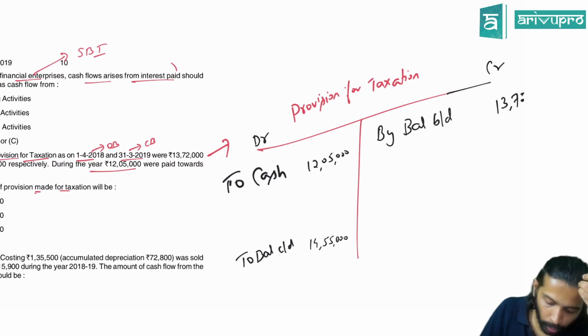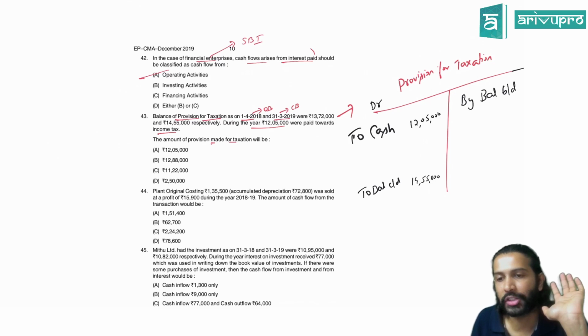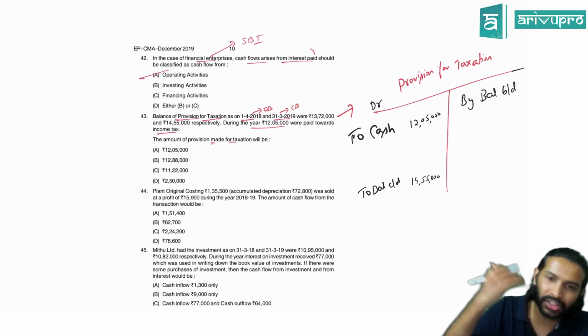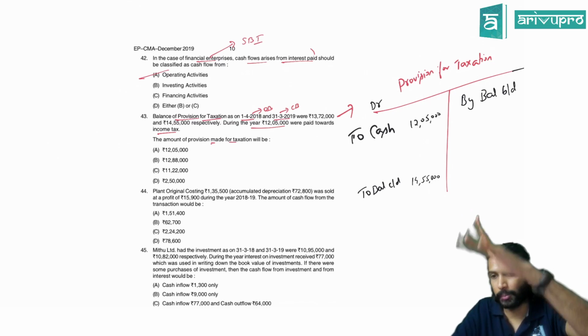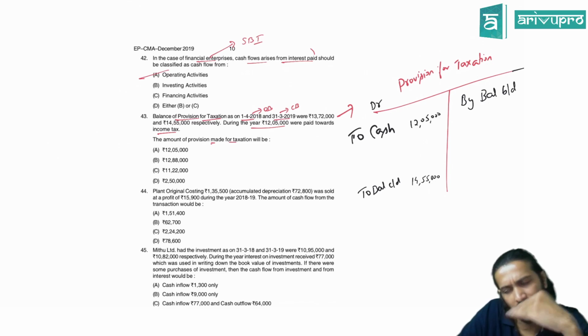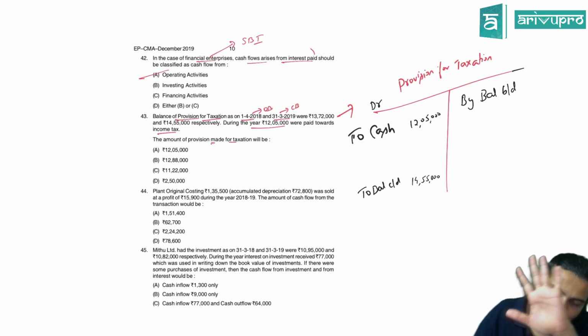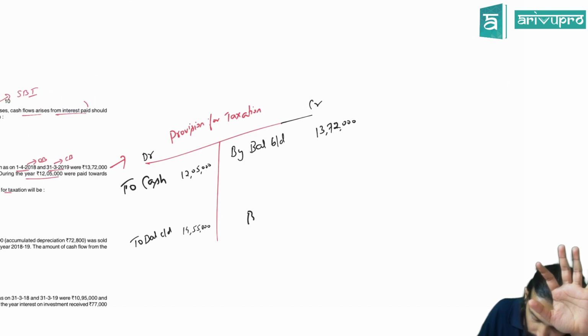They are asking you how much provision you made for taxation in the current year. Journal entry for any provision is what? Provision is a charge against profit. Because of provision, profit will reduce. So the journal entry for any provision, not only for tax, any provision is P&L account debit to provision for taxation. So when you post that into the ledger, what are you going to get?